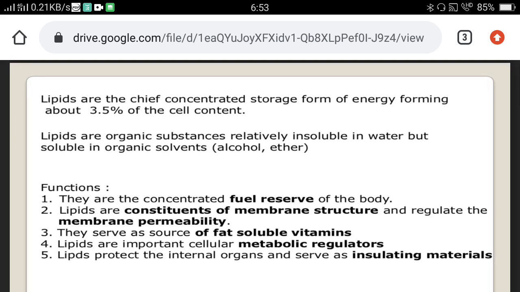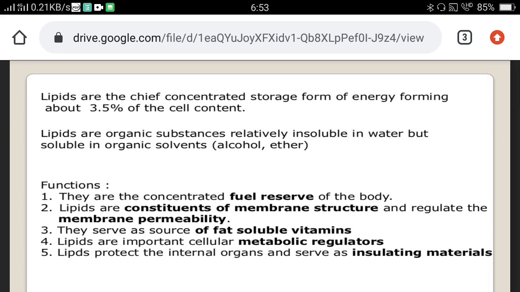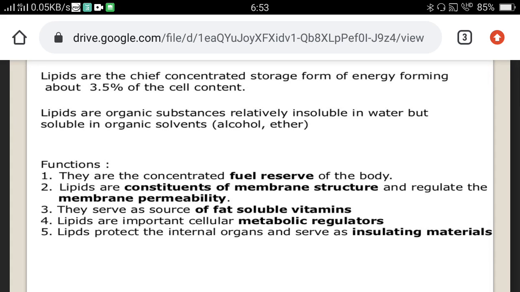Lipids are the cheap concentrated storage form of energy, forming about 3.5% of the cell content. Lipids are organic substances relatively insoluble in water but soluble in organic solvents like alcohol and ether.